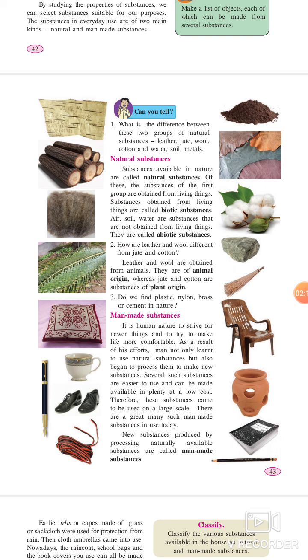Cotton is nothing but a kind of plant. We get cotton from the plant. So all this comes under the biotic substances. Now what do you mean by abiotic? Abiotic substance means the substance which comes from nature but is from a non-living thing. For example, air, water, and land, soil. These are the three non-living or abiotic substances.